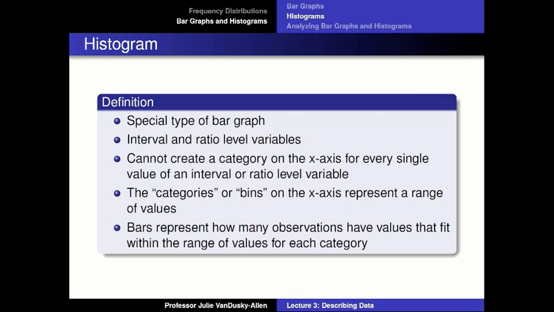With so many categories on the x-axis, the graph wouldn't be visually appealing or informative. So instead, we create categories or bins on the x-axis that represent a range of values for the variable. And then we count to see how many observations have values that fit within the range of values for each category. Hence, the bars represent the total number of, or percentage of, observations in the variable that fit within the range of values for each category.